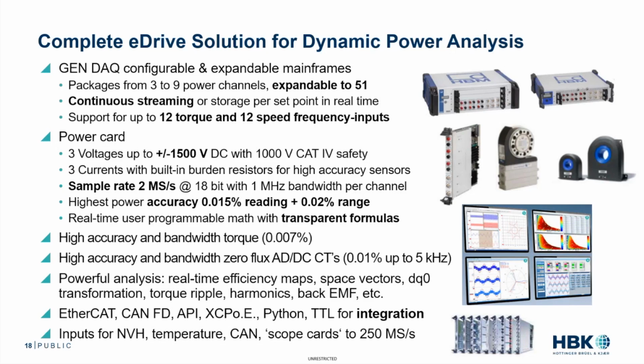Now, it's also important to have high accuracy and high bandwidth torque, so you can measure things like torque ripple. For example, the most accurate torque sensor in the world is actually made by HBM/HBK. HBM's the brand, HBK is the company. And also high accuracy and high bandwidth zero flux AC/DC CTs, for example, 0.01% accuracy up to 5 kilohertz.